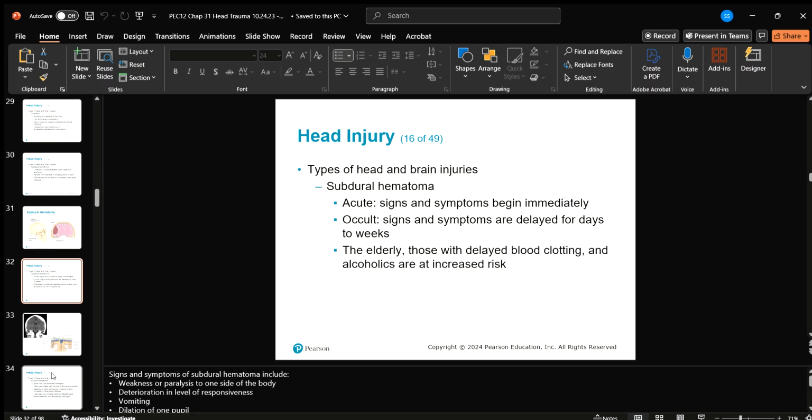All right, subdural hematomas. These can be long-going bleeds. They can be going on for a very long time because what type of bleeds do they say it's associated with? What type of blood vessels? Venous. Okay, it can be a long, slow bleed.